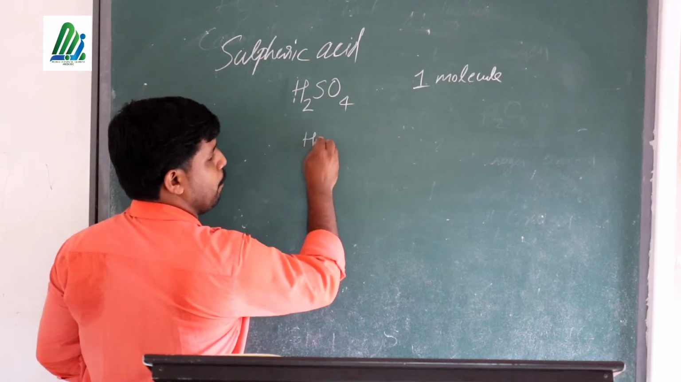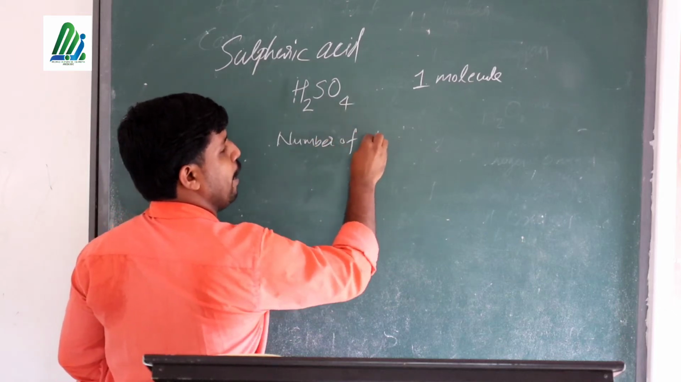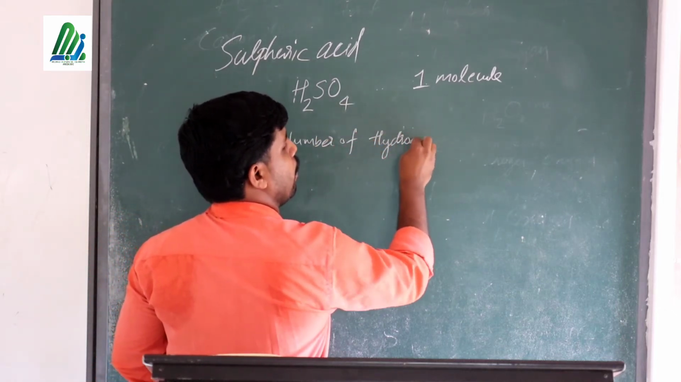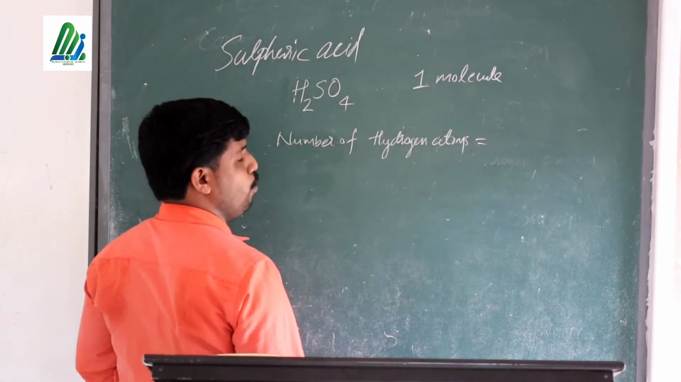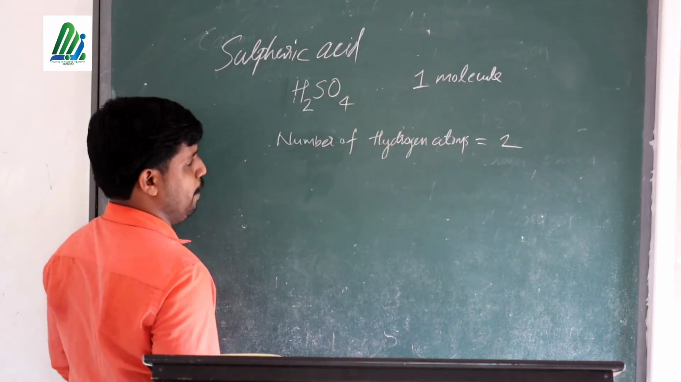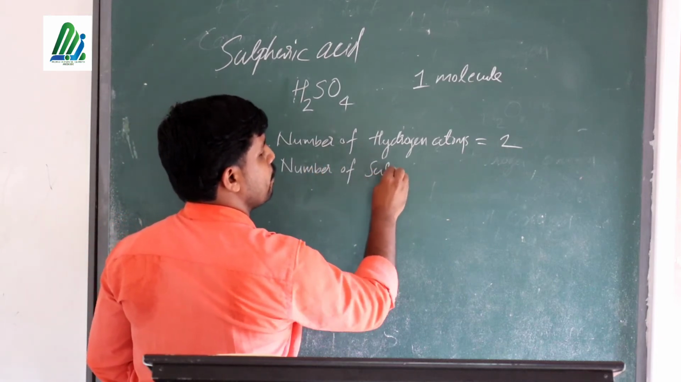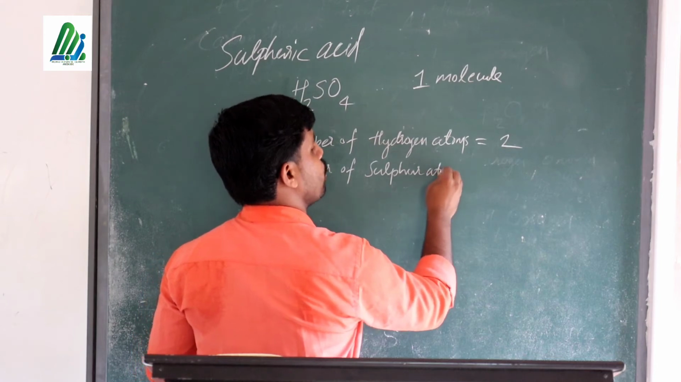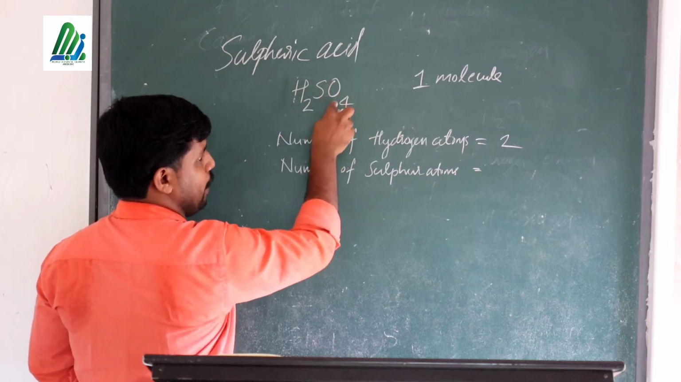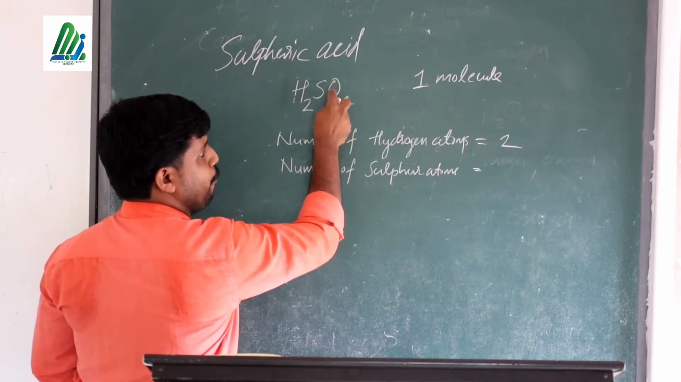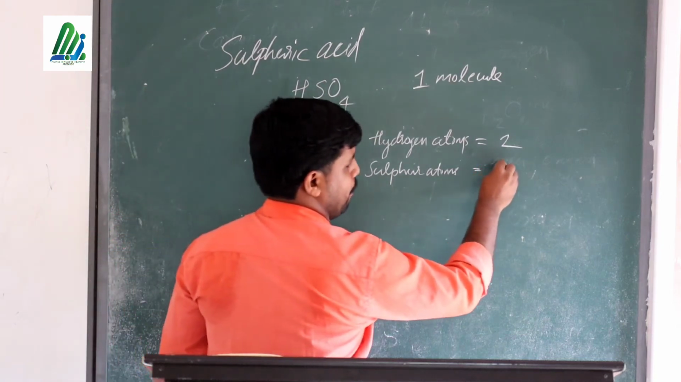So, hydrogen atom. Number of hydrogen atoms is equal to 2. Then number of sulfur, S is sulfur. How many sulfur atoms are there? This 4 is only for oxygen. Please take care, this 4 is only for oxygen. So the S has only one atom.